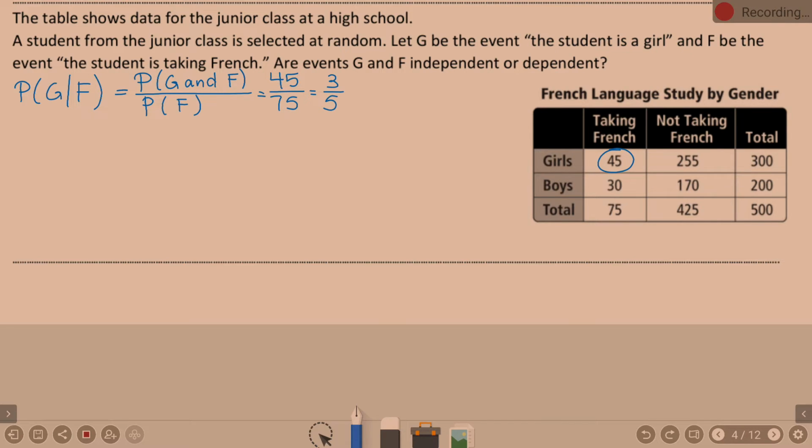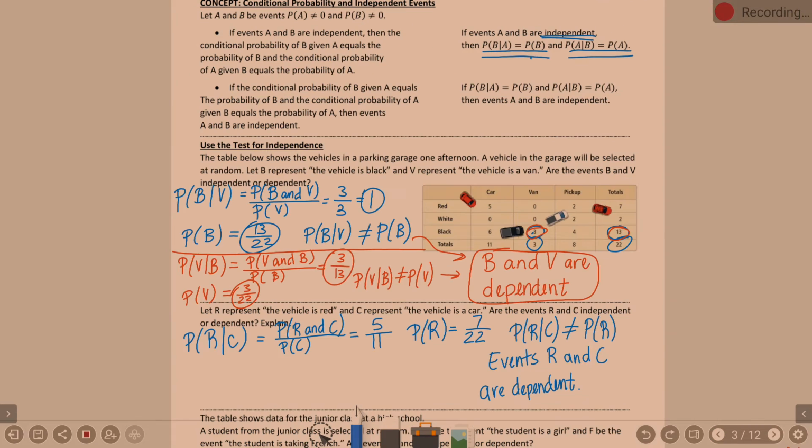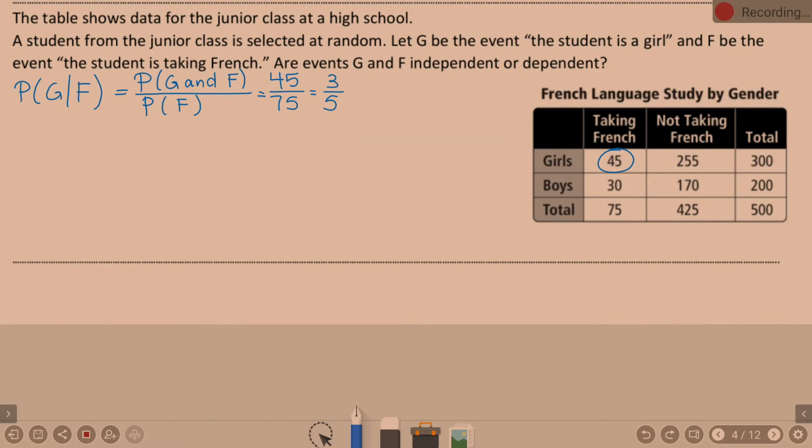Okay? What do I need to compare this to? 3/5. This was the probability that the student is a girl, given they are taking French. And we need to compare that and see if it's equal to what? Go back up and look. The student's taking French. It's whatever your first piece there is. So our first piece is a girl. So we're comparing to the probability that a student is a girl.